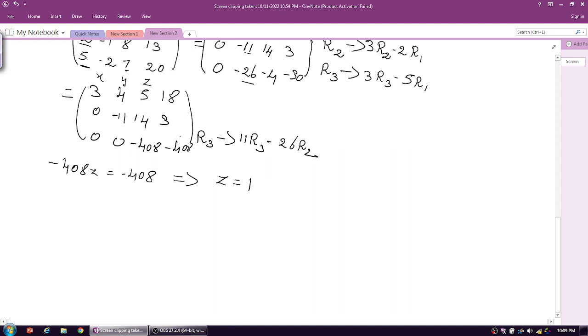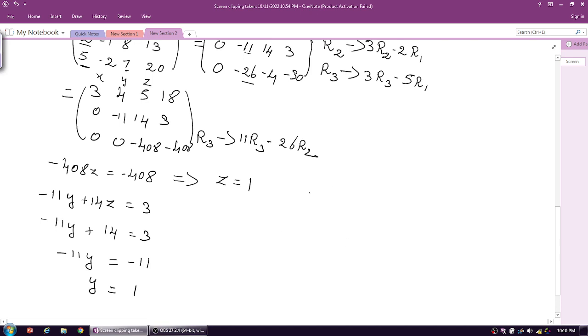Similarly, expand the second row. So you will get minus 11y plus 14z is equal to 3. z we already got, so substitute that. So minus 11y plus 14 is equal to 3. Therefore we will get minus 11y is equal to, taking this 14 to the right hand side, 3 minus 14, that means minus 11. Finally, cancelling on both sides we will get y is equal to 1.